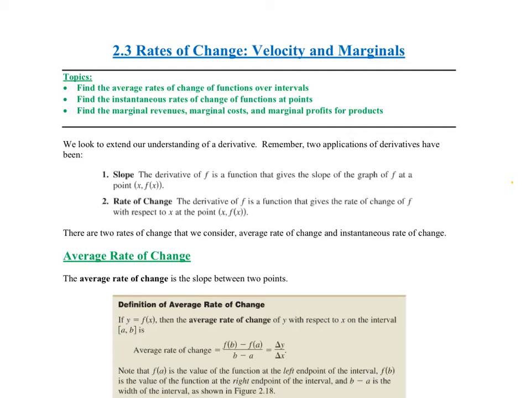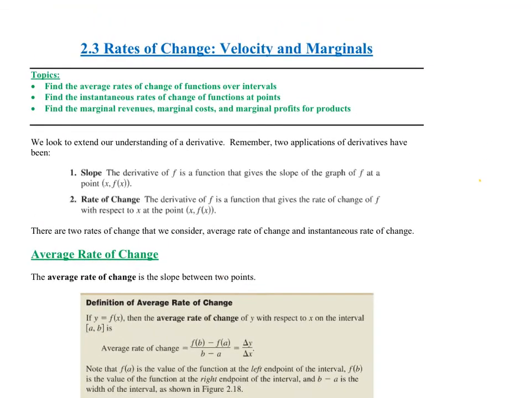Remember, two applications of derivative have been, the first one being slope. The derivative of f is a function that gives the slope of the graph of f at any point. So the derivative is the slope at any given point, and a slope is also a rate of change. So the derivative of f is a function that gives the rate of change with respect to x at the point x, f of x. Slope, rate of change, exact same thing.